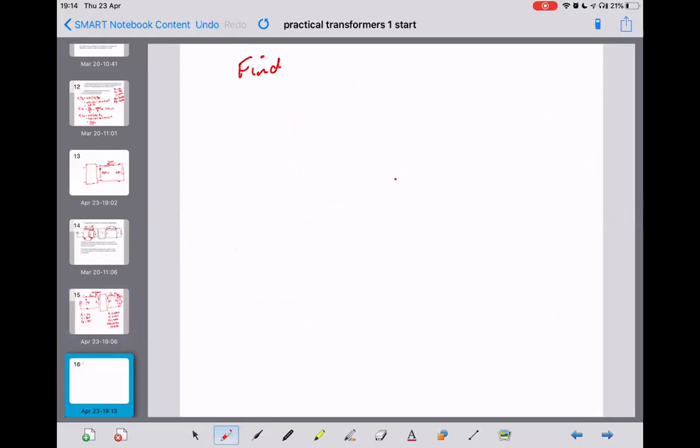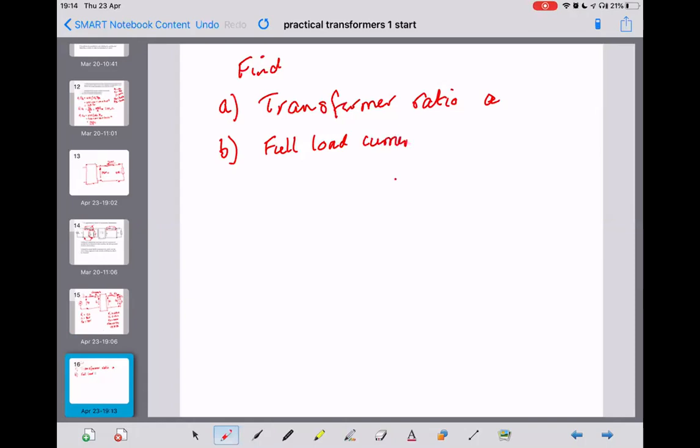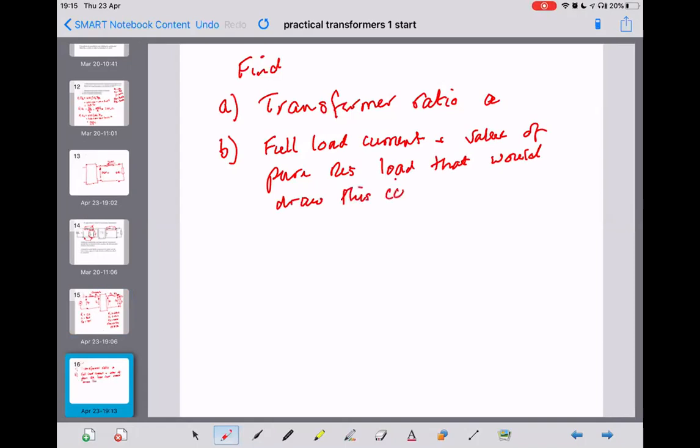Right. So what we're going to do is find the transformer ratio, I_B, the full load current, and the value of per resistance load that would draw this current. So let's talk about the secondary, by the way.